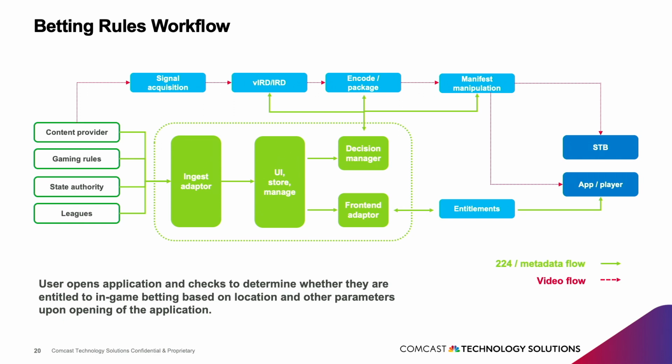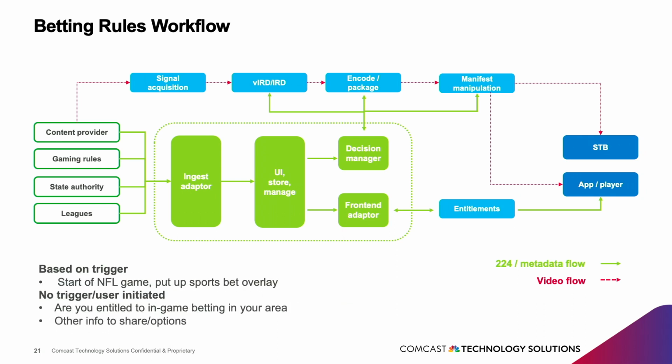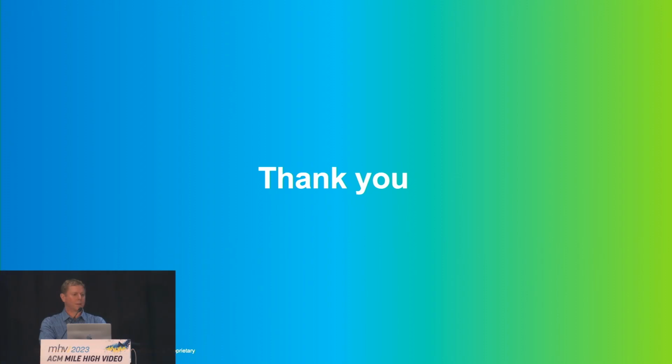And then once that happens, the user would be able to open the application, determine whether they're entitled to the in-game betting based on whatever parameters are in the 224 data, and then enable the bets to happen. So that's the general workflow that we would envision with something like that.